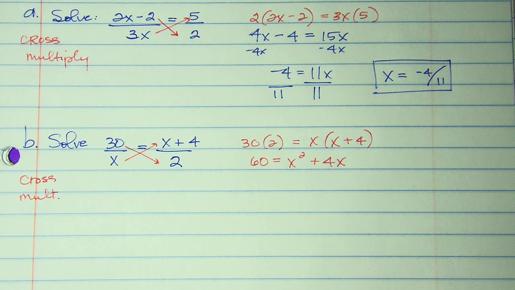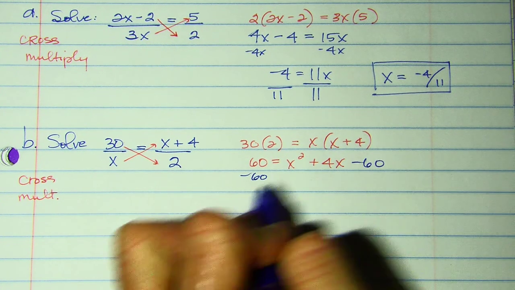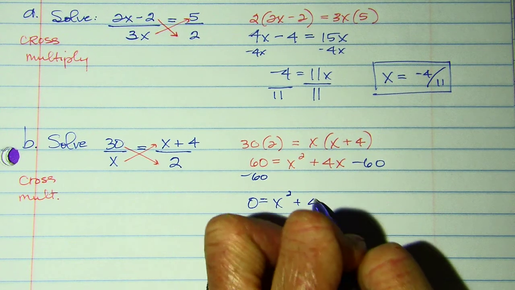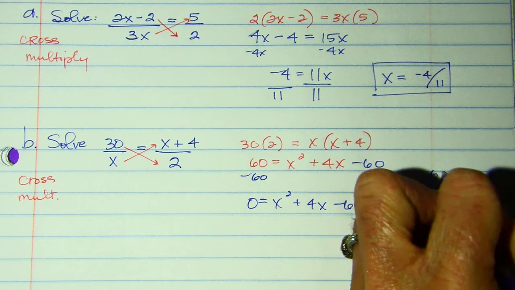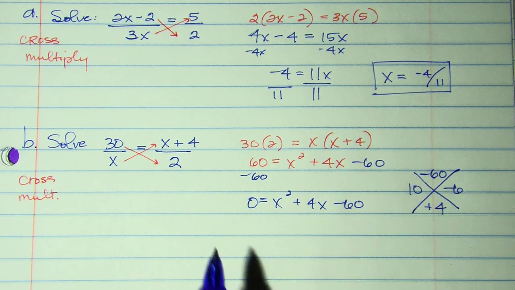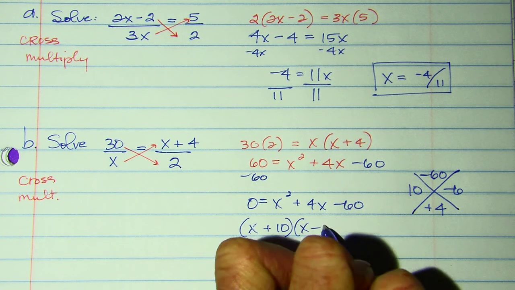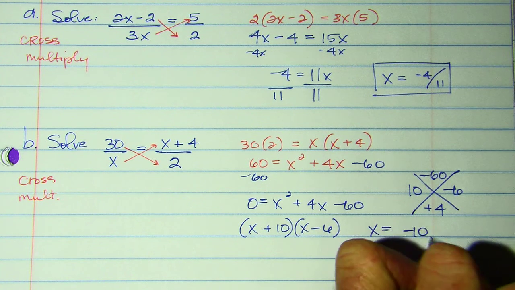Now in this one, I have a degree of 2. That signals to me that I'm going to be either factoring or using the quadratic formula. So I'm going to subtract 60, and I have 0 equals x squared plus 4x minus 60. And I think that's factorable. Negative 60, positive 4: 10 and minus 6. So my factors are (x plus 10)(x minus 6). So my solutions are the opposite: negative 10 and positive 6.